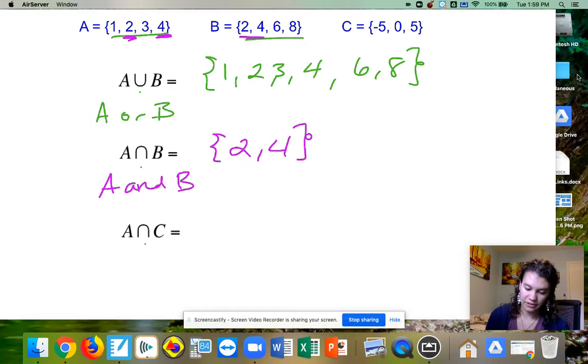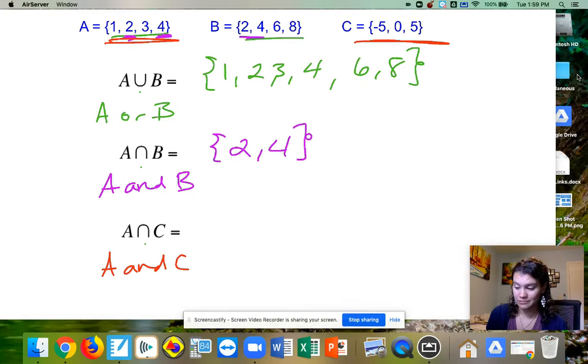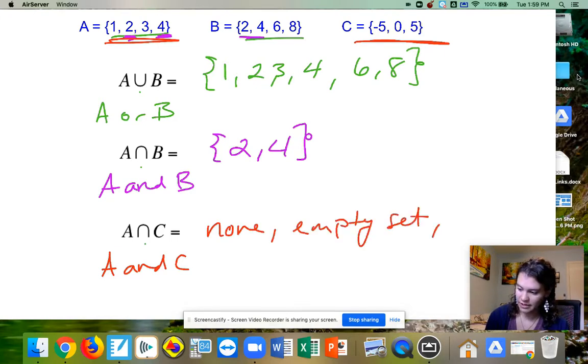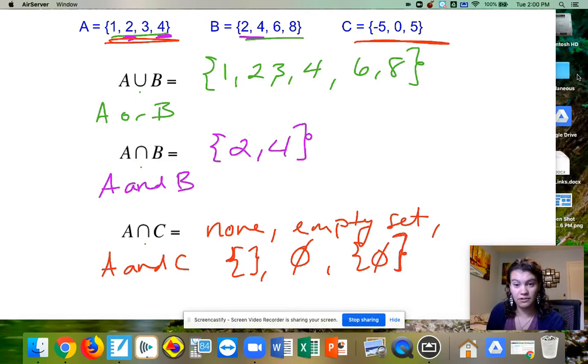All right, the last one down here would be A and C. So looking at A and C, what do they have in common? They don't have anything in common. So this would be the empty set. So you can say there's nothing in there. It's empty. You can write it as curly brackets with nothing in them. You can write it as a 0 with a slash through it. You can write it as a set. Anything like that. Basically, there's nothing in that set because they don't overlap at all. They're two separate circles with nothing in between.